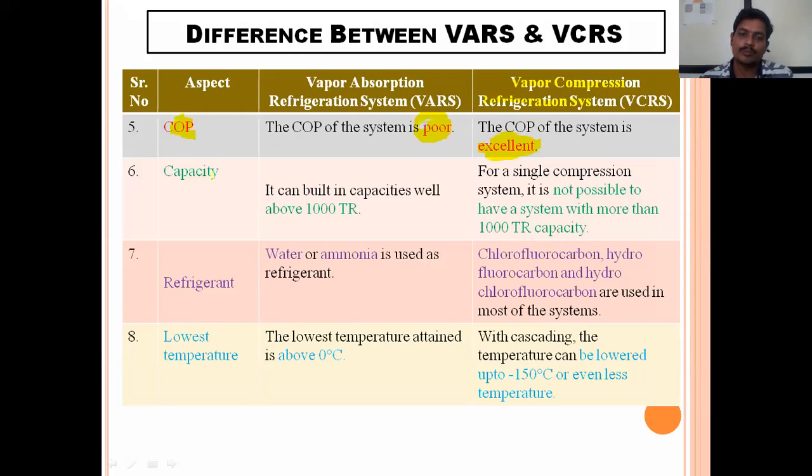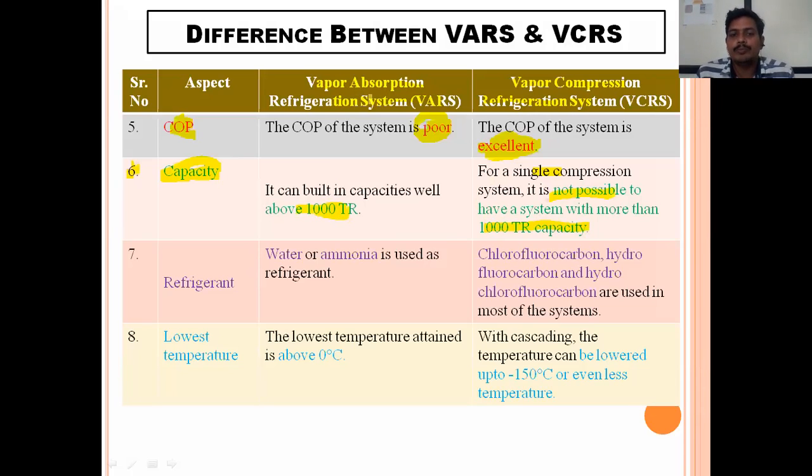Then from the point of view of capacity of the vapor compression and vapor absorption refrigeration system, we cannot build the VCRS system having capacity more than 1000 TR. For a single compression system, it is not possible to have a system with more than 1000 TR capacity. But in case of vapor absorption refrigeration system, we can build the capacity well above 1000 TR. So whatever the application of VCRS and VARS will be there.